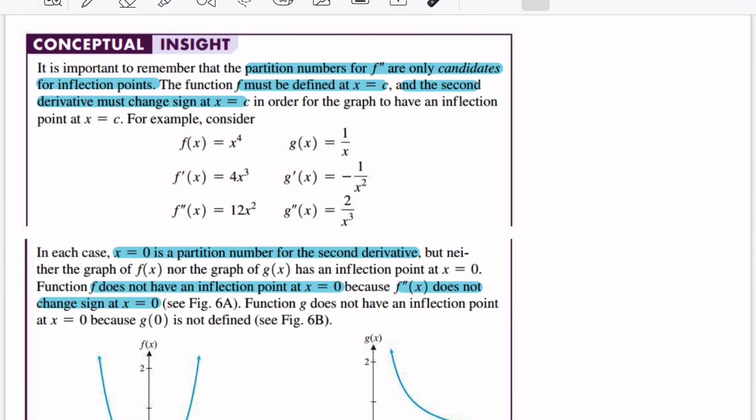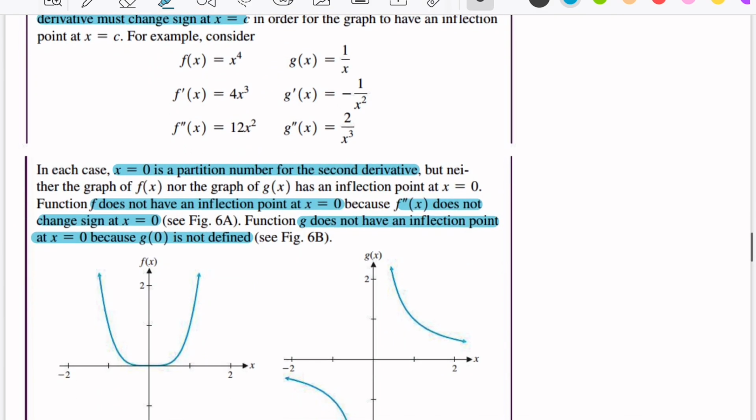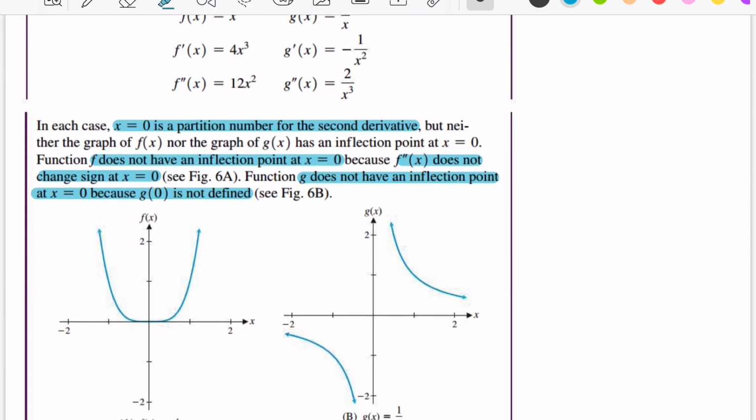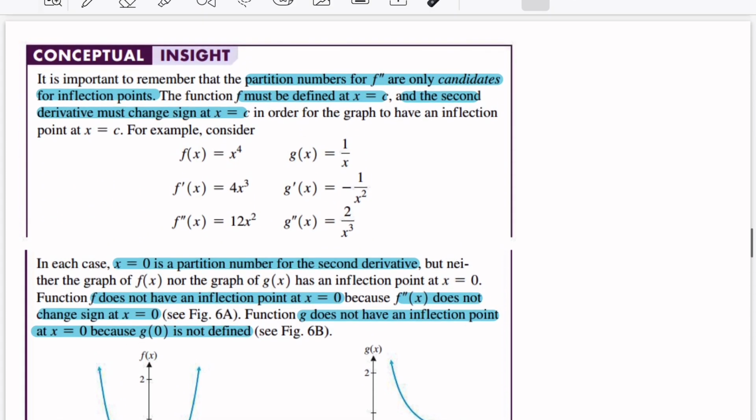And then for g of x, our function g does not have an inflection point at x equals 0 because g of 0 is not defined. So we can see this graphically here. F of x does not change sign at x is equal to 0. And then in this case here, g of 0 is not defined at all. Looks like we have a vertical asymptote at x is equal to 0. Okay, so that's just to emphasize that these partition numbers are only candidates for inflection points.